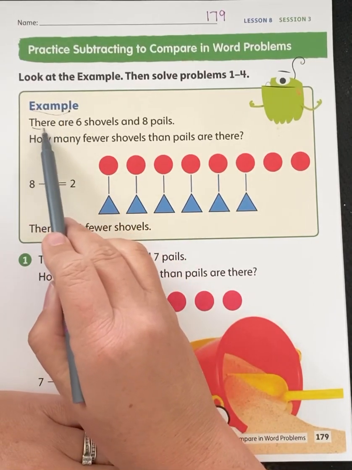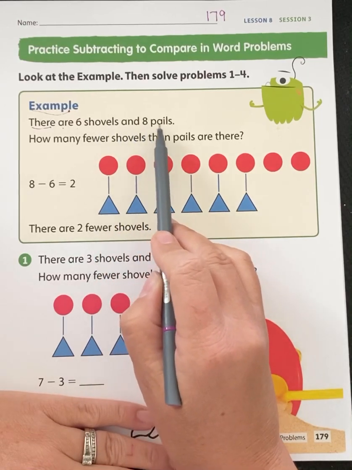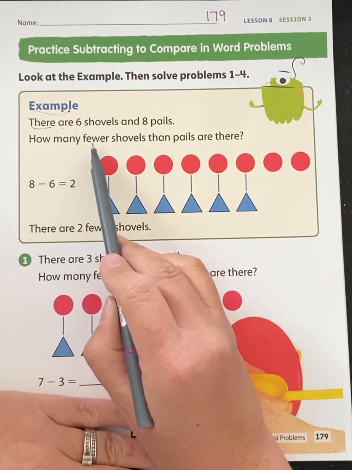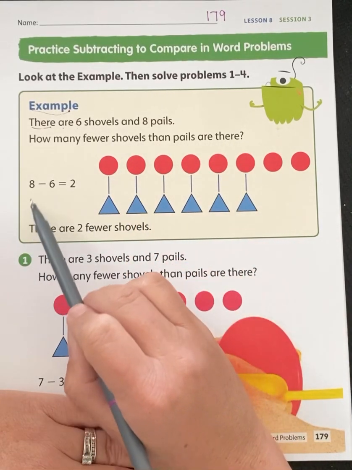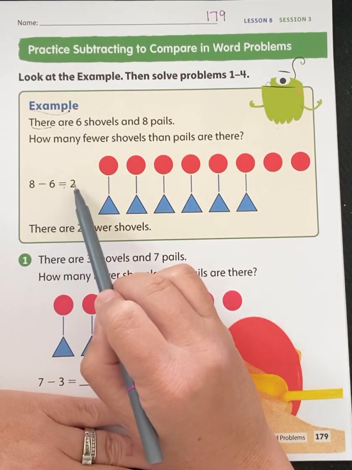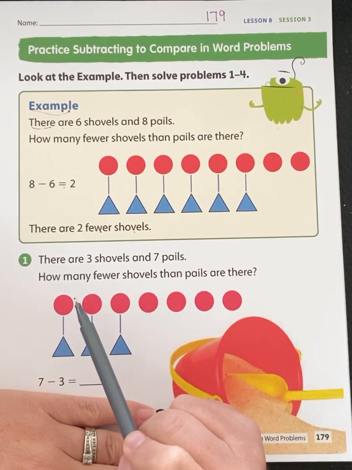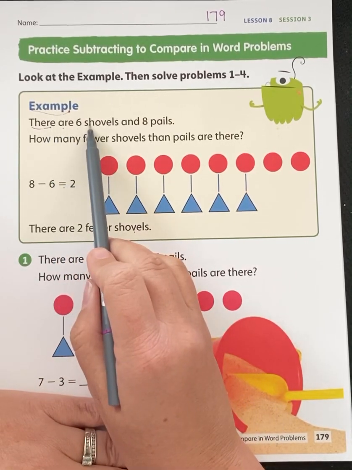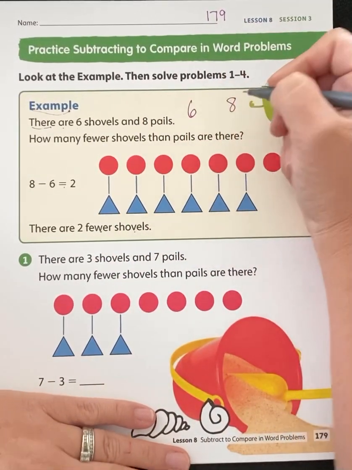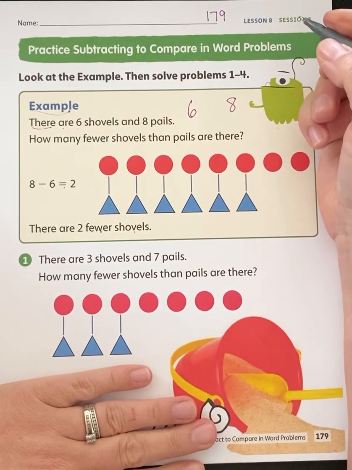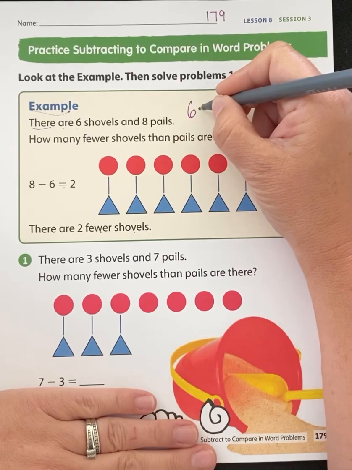Example. There are 6 shovels and 8 pails. How many fewer shovels than pails are there? 8 minus 6 equals 2. There are 2 fewer shovels. So if there are 6 shovels and 8 pails, which number is bigger? 8 is bigger, so it gets 2 dots. 6 is fewer, so it gets 1 dot.